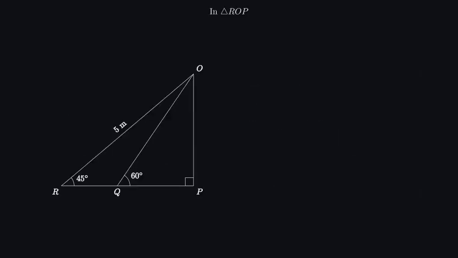To summarize, we first use triangle ROP to find the shared height OP. Then we use triangle QOP and the tangent ratio to find QP. Finally, we rationalize the denominator to get 5 root 6 over 6 meters.